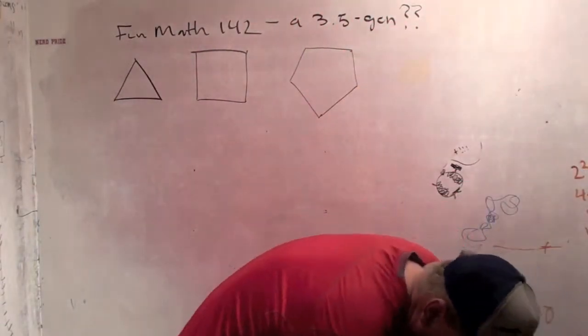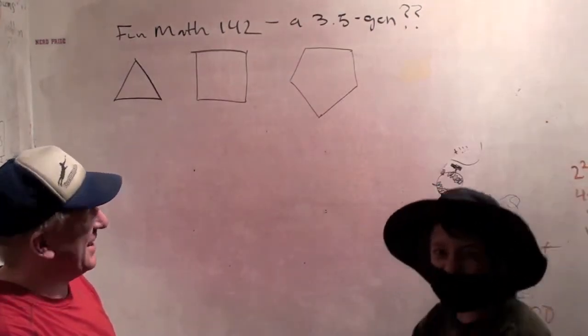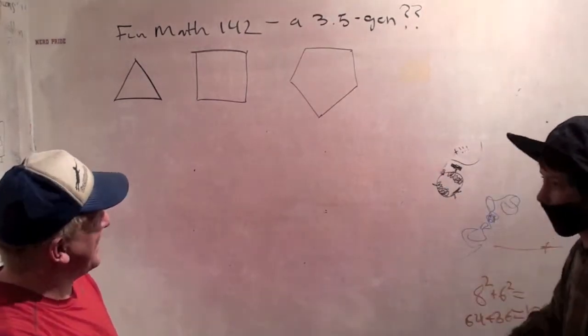Today we're going to study something really cool that I saw in London. A 3.5 gon. Nobody expects a 3.5 gon. A 3.5 gon? What is that?